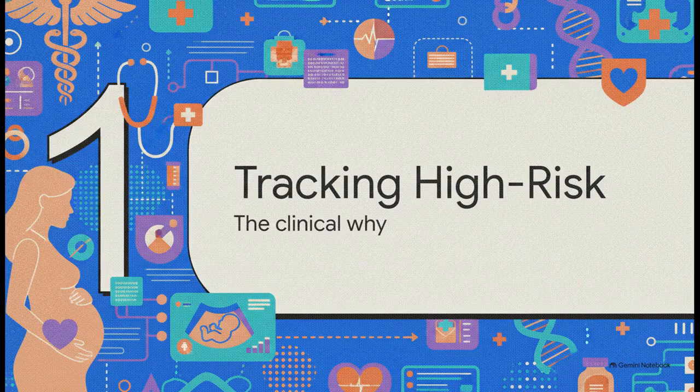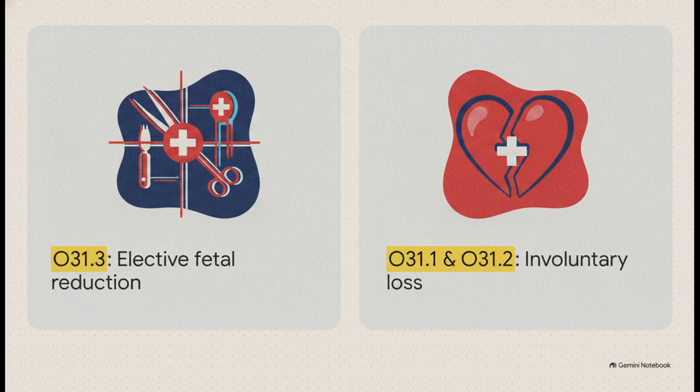Section 1. Tracking high-risk pregnancies. The clinical why behind the code. Before we get lost in the numbers and letters, we need to understand why capturing this history even matters. There's a massive contrast we have to make between our main focus today, O31.3 for elective fetal reduction, and codes O31.1 and O31.2, which are for spontaneous or involuntary fetal loss.